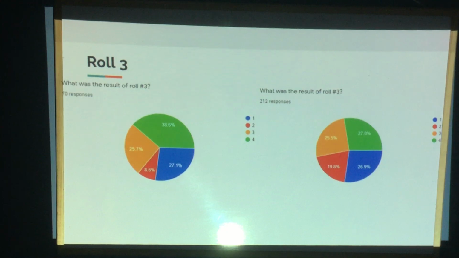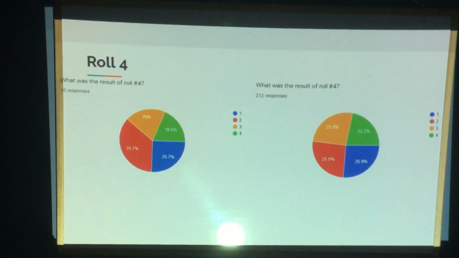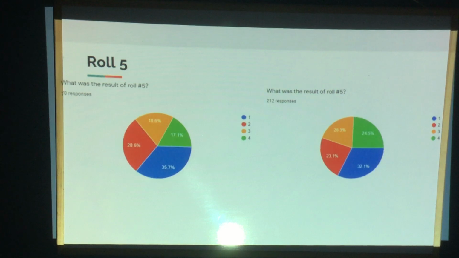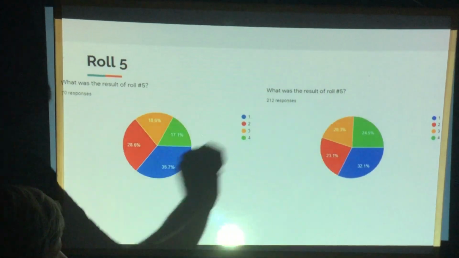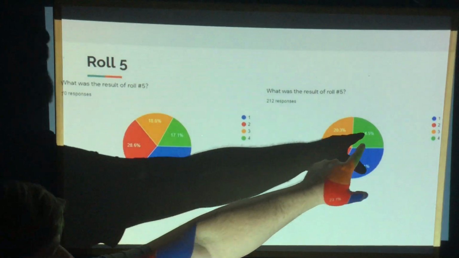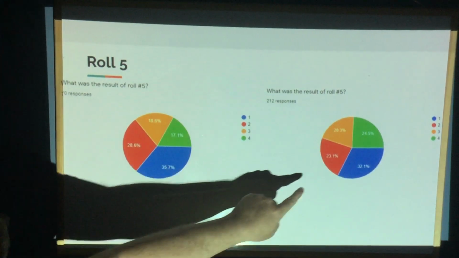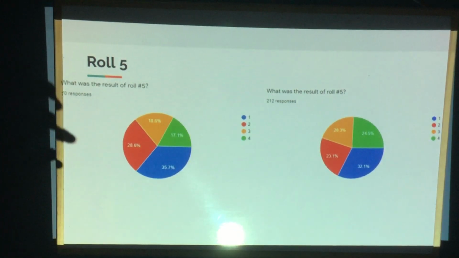Okay, I'm just going to kind of go through them and let you look at them, and you can see how the graph is getting closer to that perfect 25, 25, 25 on each of these. That big chunk got a little bit smaller. That small chunk got a little bit bigger. That small chunk got a little bit bigger. The bigger chunk got a little bit smaller. So again, law of large numbers is taking effect.